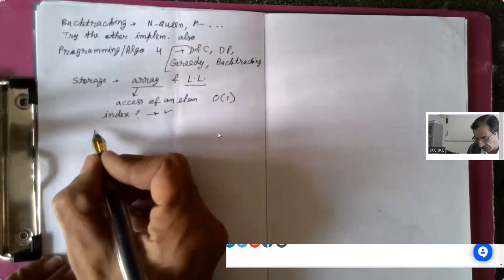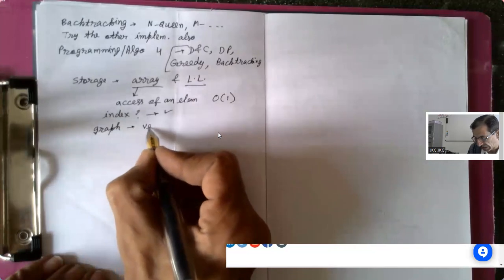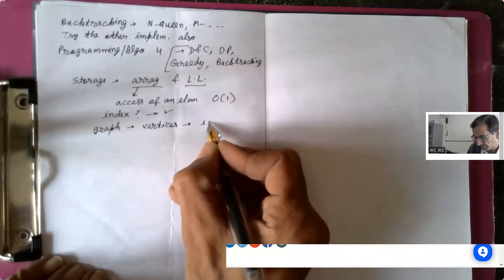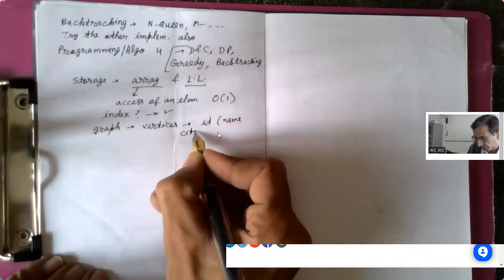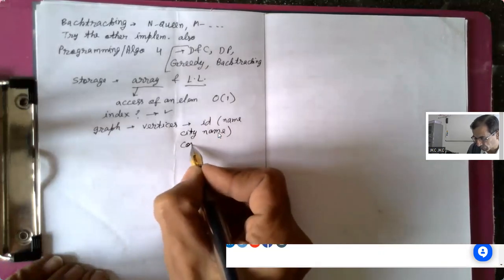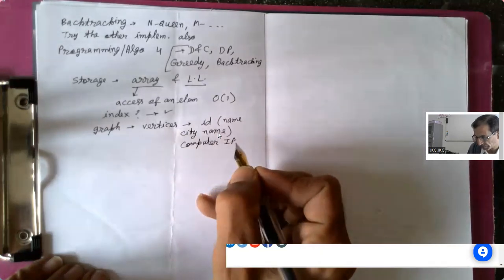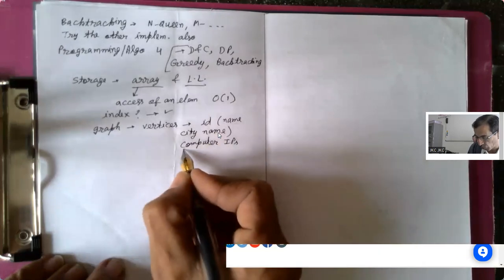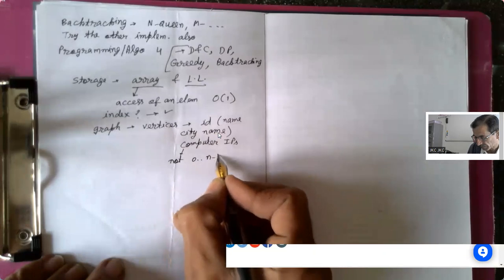But what we did in graphs: actually, the graph vertices, ideally in real life, will have some ID, maybe their name, maybe a city name, maybe a computer name, maybe a computer's MAC address, maybe a computer's IP address. All these can become various graph vertices. Obviously, they are not going to be in the range of 0 to n minus 1.